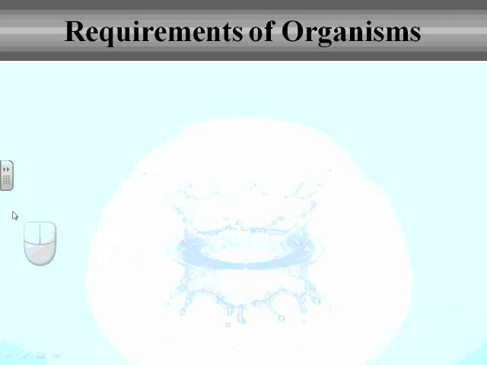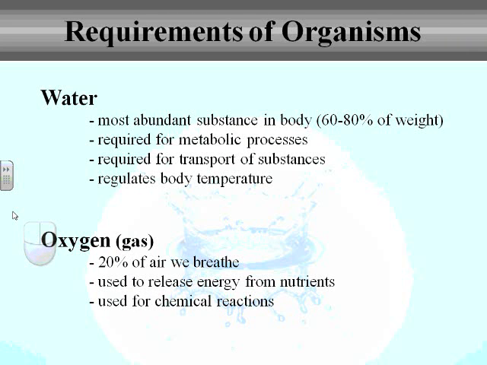So, all right, we talk about needing water. 60 to 80% of your body weight is water. Many metabolic processes are going to require water. Water is necessary for substances to be transported. In order for your blood to maintain its consistency, its viscosity, water is necessary for that. Water is also necessary to maintain your body temperature. Sweating will help offset body temperature by some of that liquid being released.